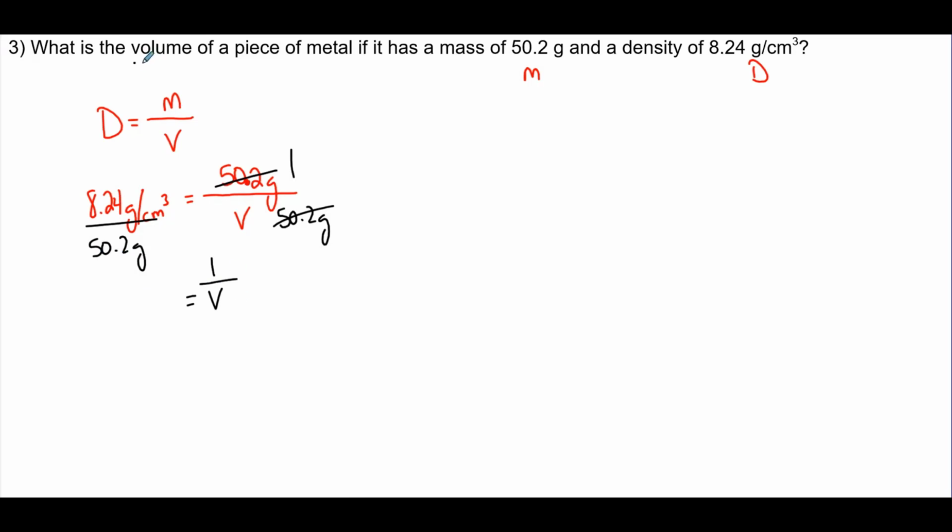And so now they would say that's 1 over v is equal to whatever this math works out to be. And that's not the same thing as volume. This is the inverse of volume, or I think some people might say it's the reciprocal. So let me clean the board back up to where we need to be, and I'll show you how to solve this problem correctly. Okay, so here we go.